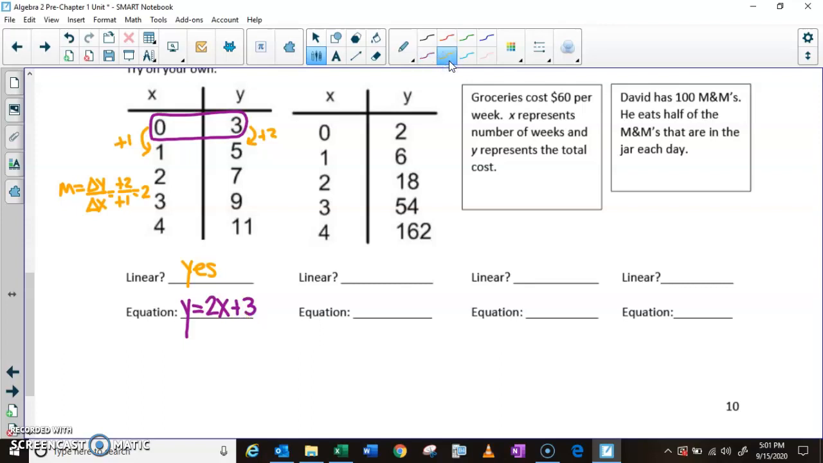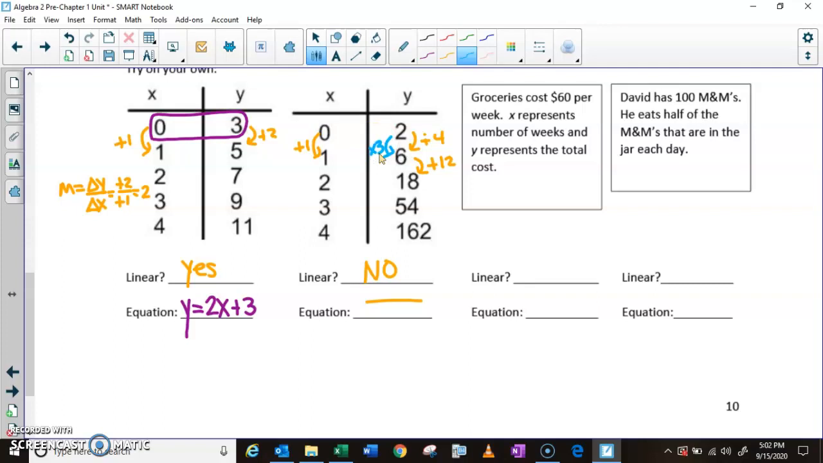Your next one, here, we're adding 1 every time. Here, from 2 to 6, added 4, 6 to 18, I've added 12. That is not a consistent pattern, so no, it is not linear. And when it's not linear, you are not writing your equation. If you do look for a pattern, you could see here that my pattern is multiplying by 3 each time.